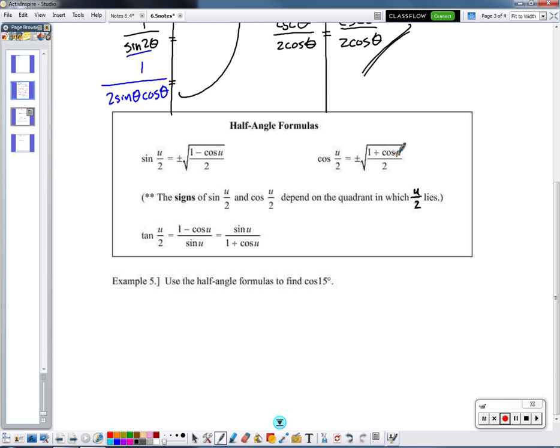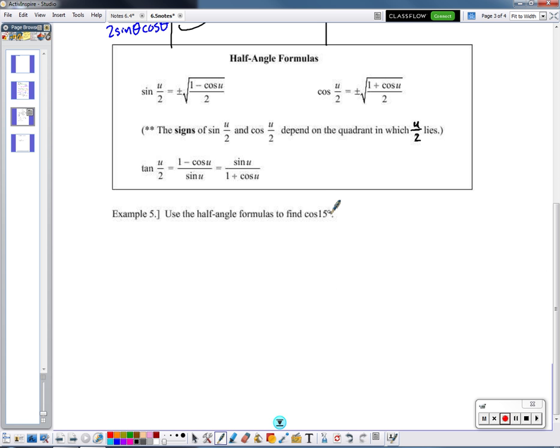So here I have the cosine of 15 degrees, which is not on my unit circle, but is there some angle on my unit circle which I could go ahead and cut in half to get 15? Well, that would be the cosine of 30 over 2, or 30 divided by 2. So when I use my half angle formulas, because this is plus or minus, the sign is going to depend on which quadrant my original angle is in. 15 degrees is located in the first quadrant.